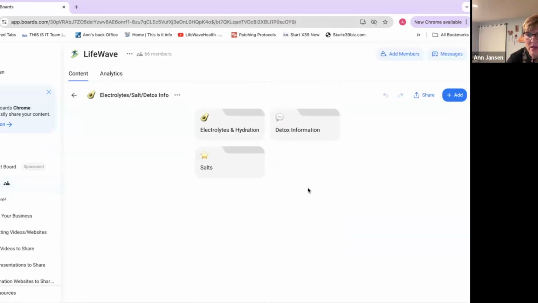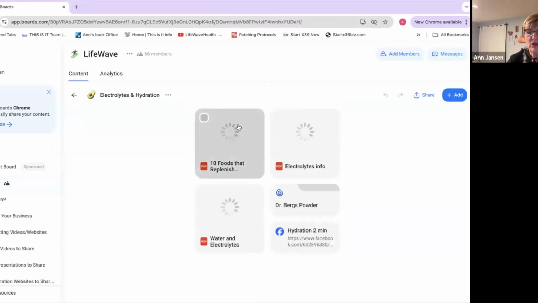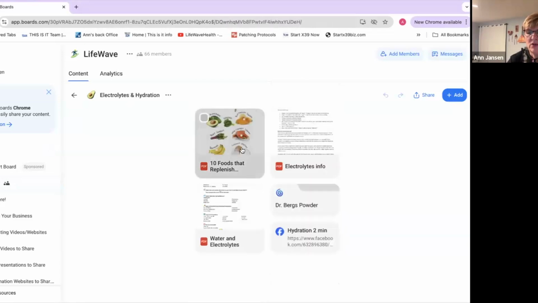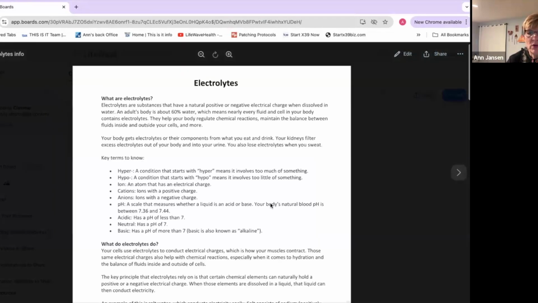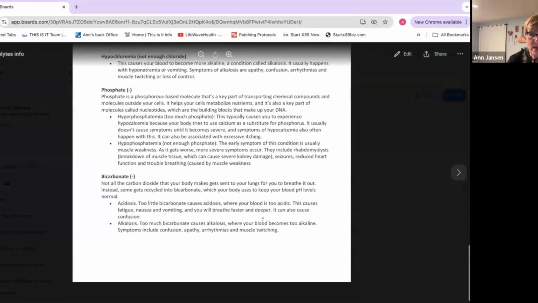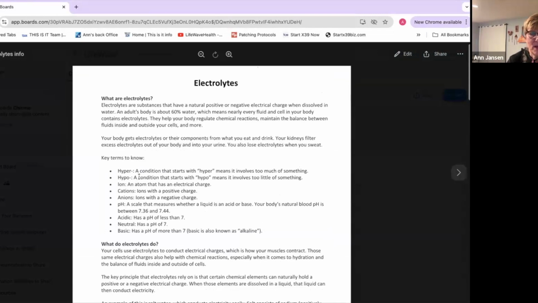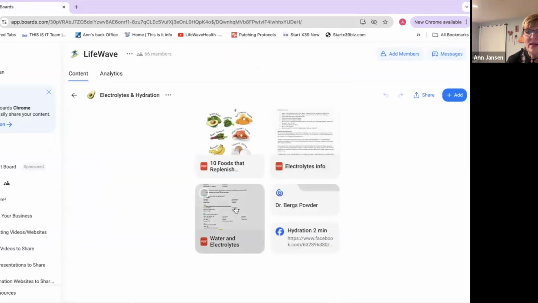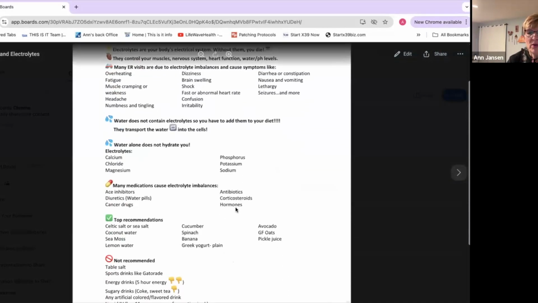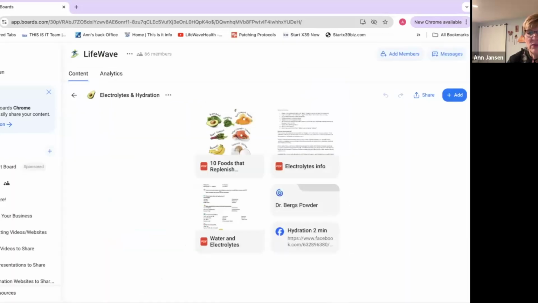Electrolytes, we promote electrolytes a lot, so I put information on here on that. Here are the foods that you want to eat to have more electrolytes, and again, you can send that picture. Here's electrolyte information. If you're nerdy and really like to read, there's your information. I am nerdy and I like to read. Then here's some analysis between water and electrolytes, another thing to read.